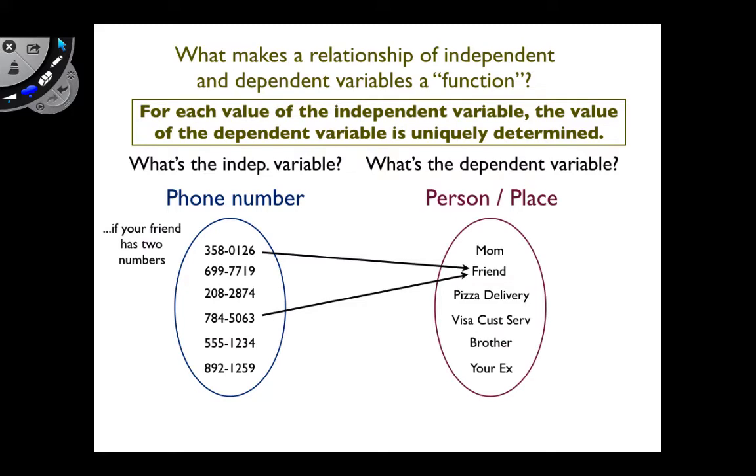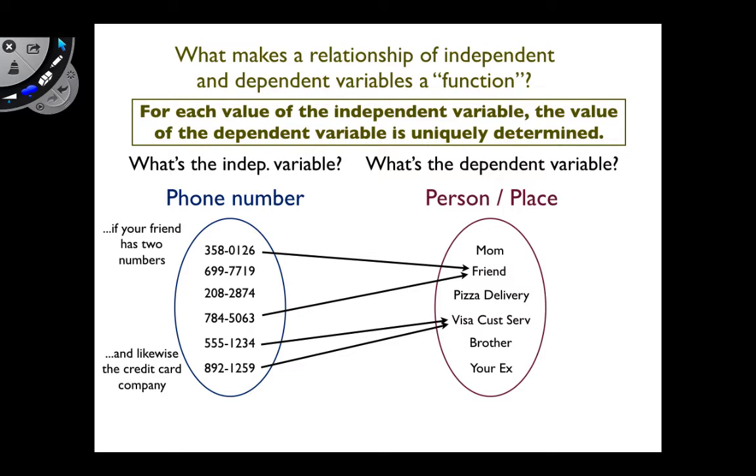But is it okay if your friend has two phone numbers? Like maybe mom's landline and her cell phone. You could get a hold of her either way. Not a bad thing. Or Visa customer service probably has lots and lots of numbers, depending on what credit card you're looking at the back of. That's okay, right? It's okay to have more than one independent variable value chosen and end with the same result.